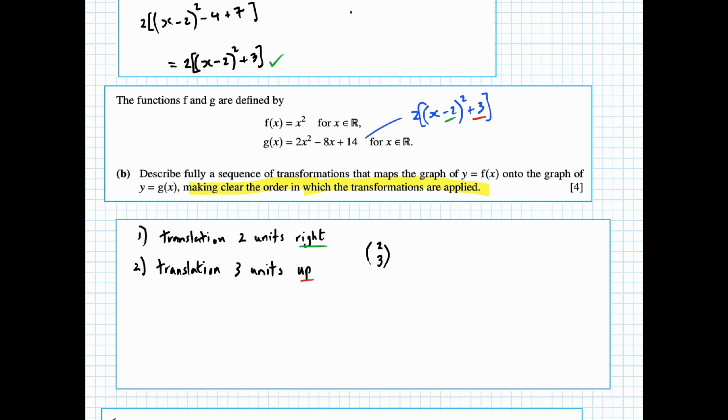So there's 2 translations, 2 units right and 3 units up, and then of course we have a stretch. The stretch is a scale factor 2 in the y direction. So just think of anything outside of brackets as affecting the y coordinates in that way.